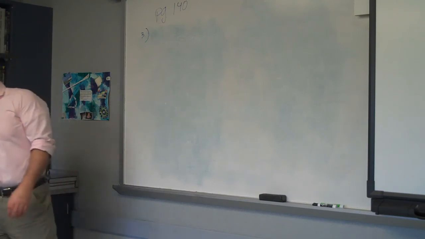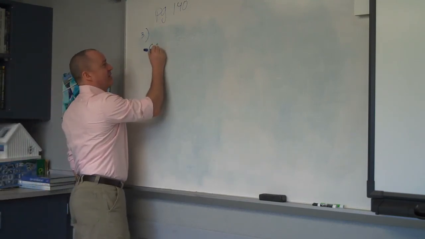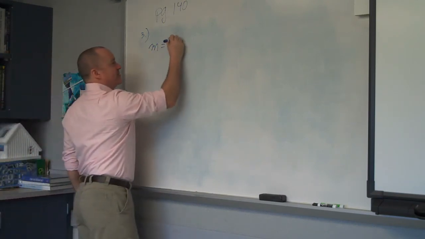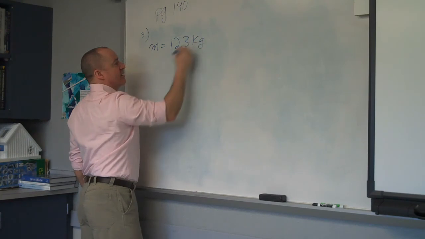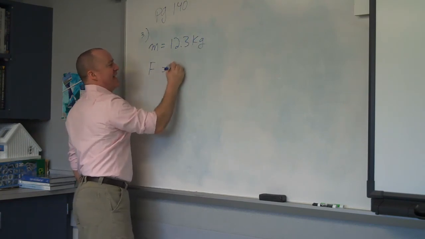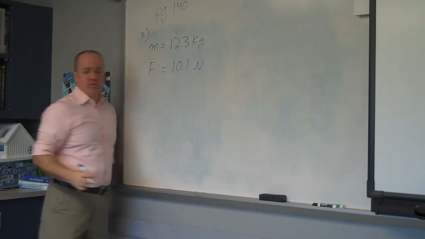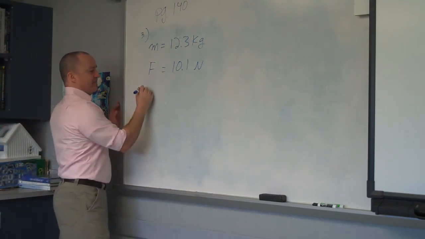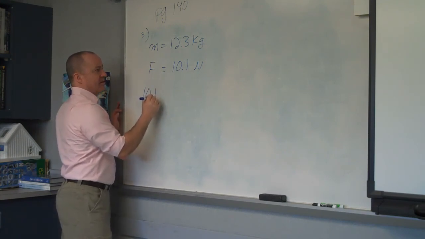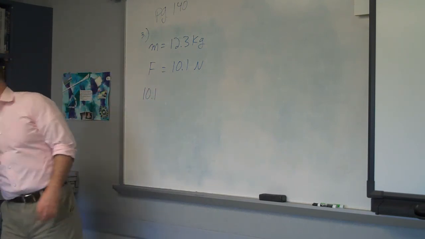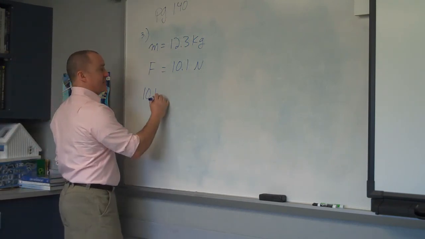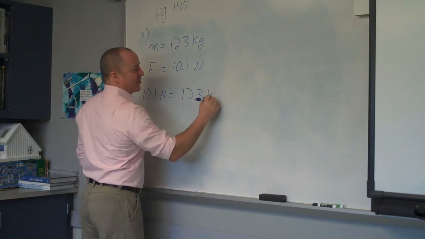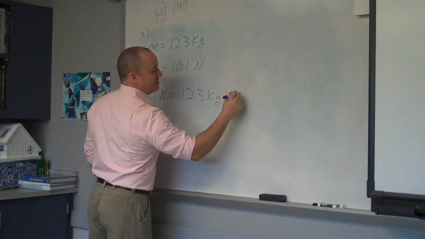Okay, so this is one of the ones where you have to remember stuff from last semester. The mass is 12.3 kilograms. The force is 10.1 newtons, which means we can right away find the acceleration, correct? Yeah, well, you said 12.1, but you put up 10. My apologies, it is 10.1 newtons. Thank you, and please double check me on that. So 10.1 newtons equals 12.3 kilograms times acceleration.